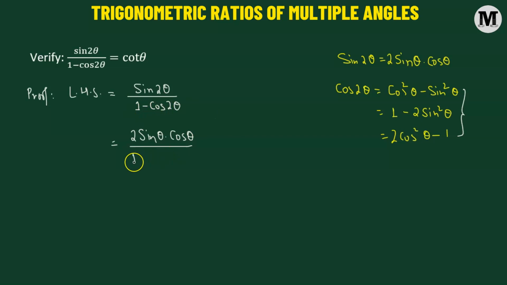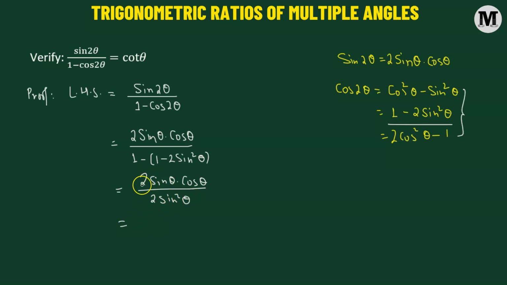So let's do one thing. We have 1 minus cosine 2 theta. If we replace cosine 2 theta with 1 minus 2 sine squared theta, then this is going to help us get rid of the 1 in the denominator. So we have 2 times sine theta multiplied by cosine theta, and we will be left with 2 times sine squared theta in the denominator.